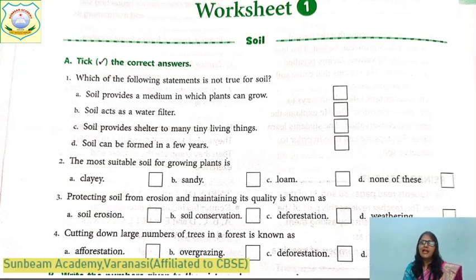Then I will share the complete answers of this worksheet. Which of the following statement is not true for soil? Here are the 4 statements about soil, A, B, C, D. 3 is wrong and 1 is right. You have to pick a correct one. In the exam, such type of questions will come. I think you will be able to do.